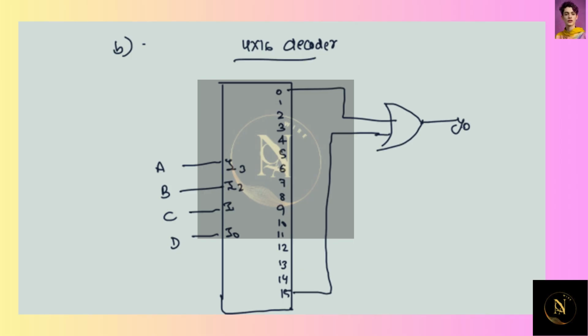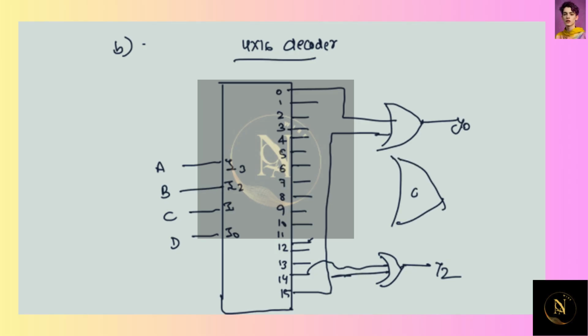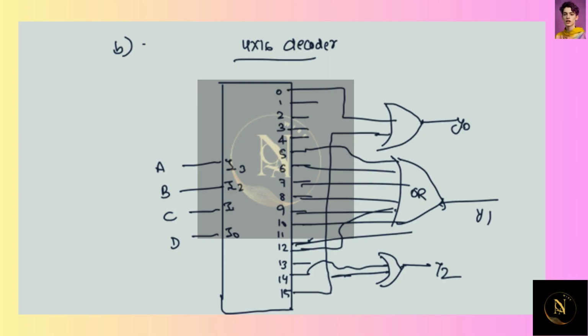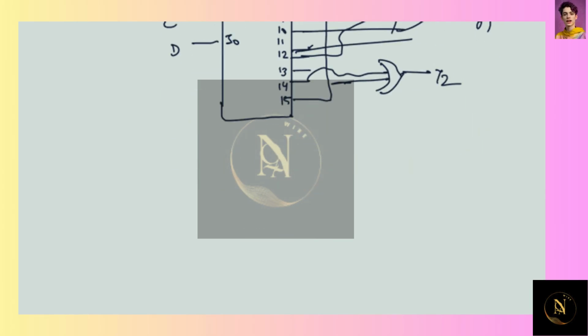This is y0 from here: first, second, third, fourth, fifth, sixth, seventh, 8th, 9th, 10th, 11th, 12th, 13th, 14th, and this is 15. This is y2 from here. And from here we get the OR gate, that is the output y1. All these are connected to this gate. So this is the answer to the 4:16 decoder part.